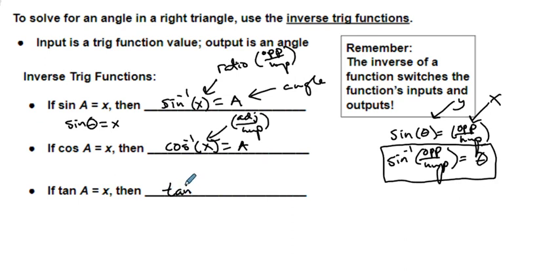And then tangent, again, the same thing. The ratio stays in the same order, opposite over adjacent, and then equals A, which in all of these cases is your angle. All right, so that's how we think about how these inverse trig functions work, and then in the next couple videos we will put them to use and go from there. All right, so we'll see you.